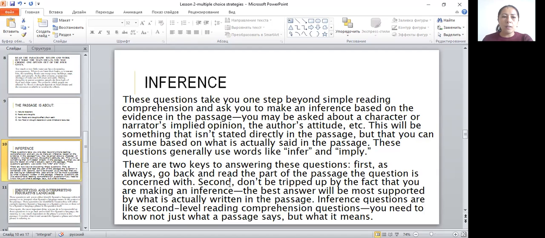Firstly, as with other reading comprehension questions, you should go back and read the passage very carefully. And second, you should find the fact that is dedicated to the inference, and compare the answer which you estimated, which you suppose, with the rest of the answers. If you are sure, then you can mark the inference question's answer.